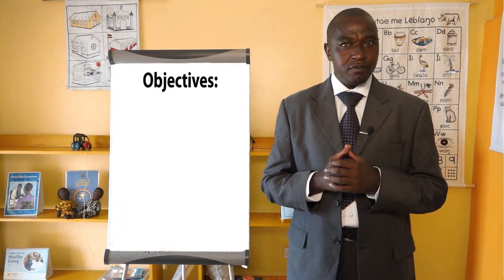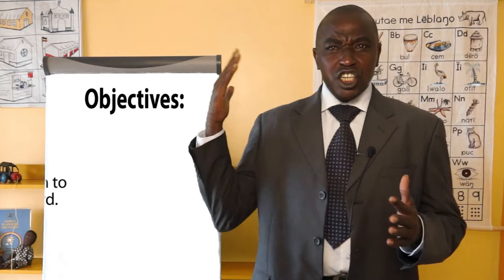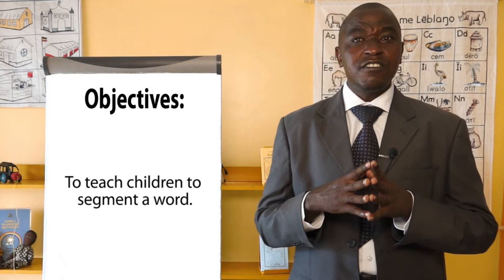To teach pupils to connect the letters in Lelan with the sounds they make. To show pupils how to form the letters correctly. To teach children to segment a word, in other words, to hear a word and then say the individual sounds in the word in order to spell it correctly.